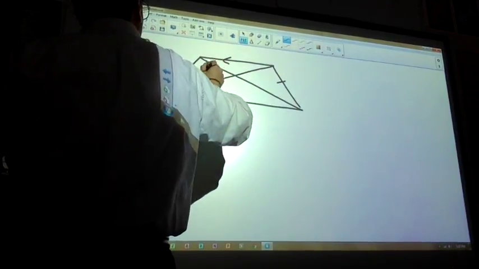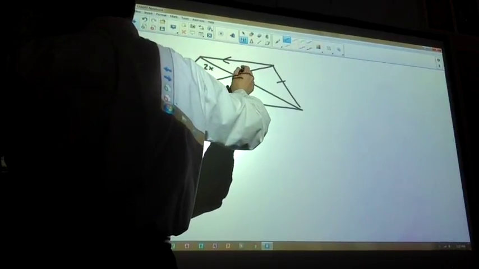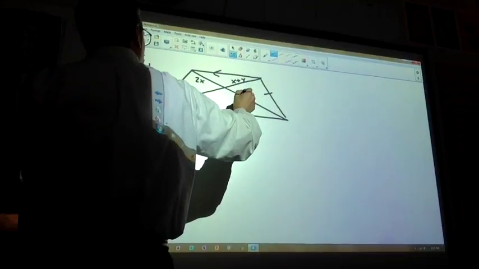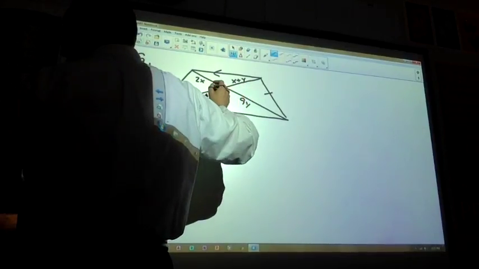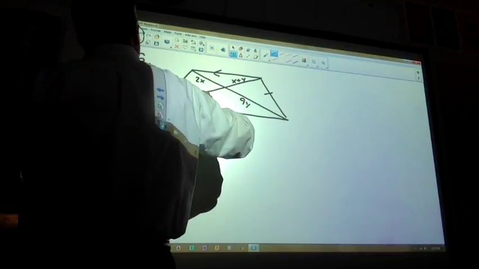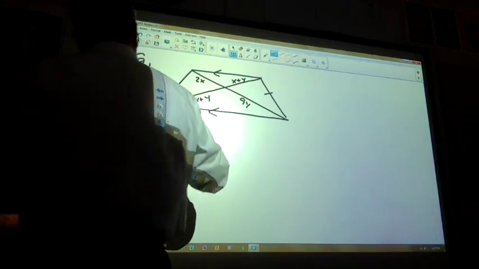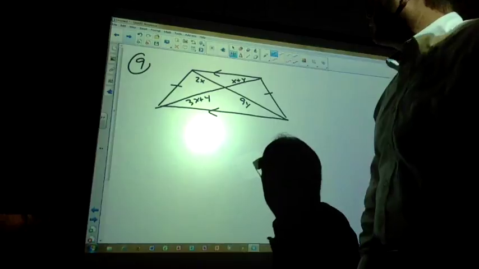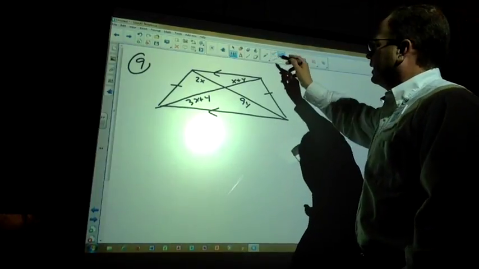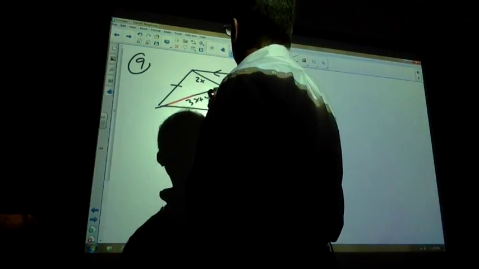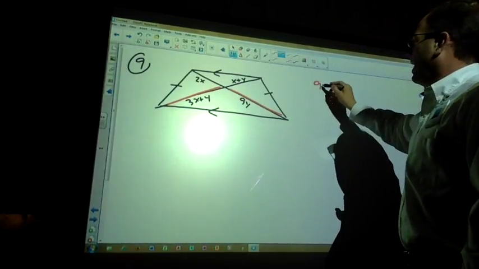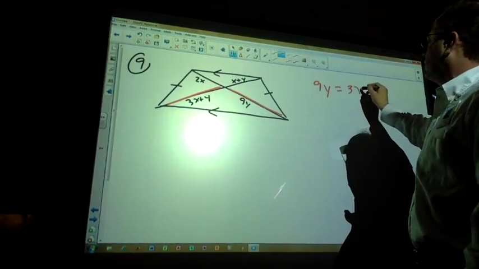So that's 2x. X plus y. That's 9y. And that's 3x plus 4. Okay. It's an isosceles trapezoid. I think that we would have to know that this length here and this length here are identical. So I can go 9y equals 3x plus 4.